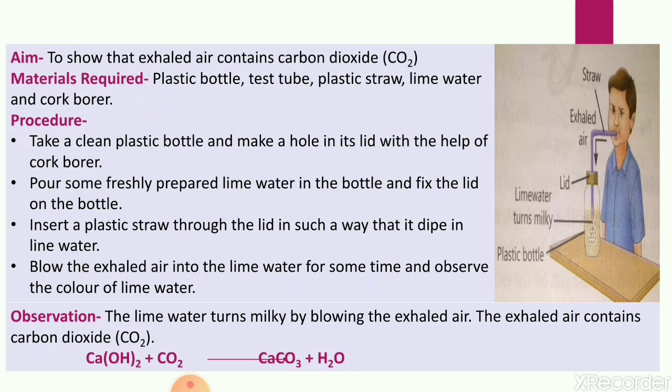So what we have to do, first of all, is take a clean plastic bottle and make a hole in its lid with the help of a cork borer. Then we pour some freshly prepared lime water, meaning calcium hydroxide, in the bottle, and then fix the lid on the bottle. Now insert a plastic straw.